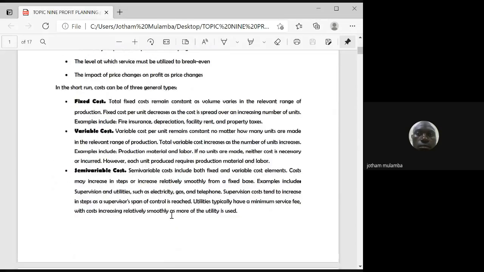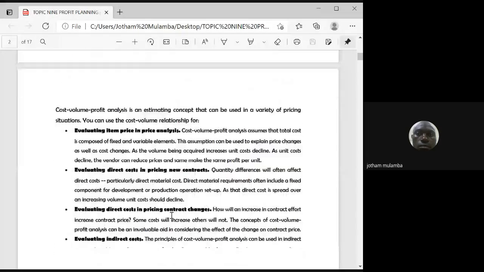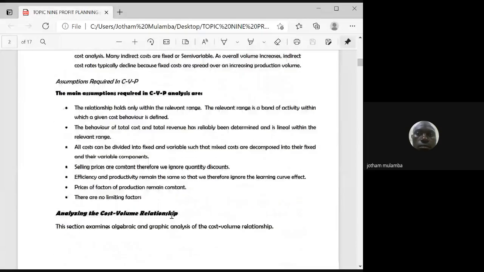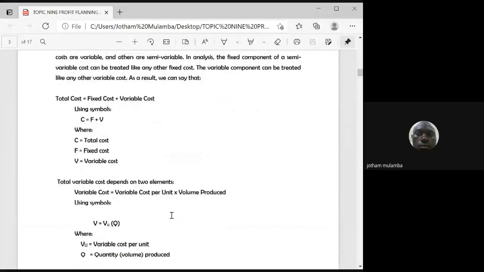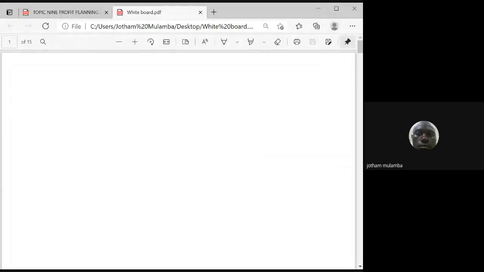So for us to determine BEP, break-even point, we have two mechanisms that we do use. Let me just open the whiteboard so that I demonstrate that. So for us to plan, we have to determine BEP, break-even point.